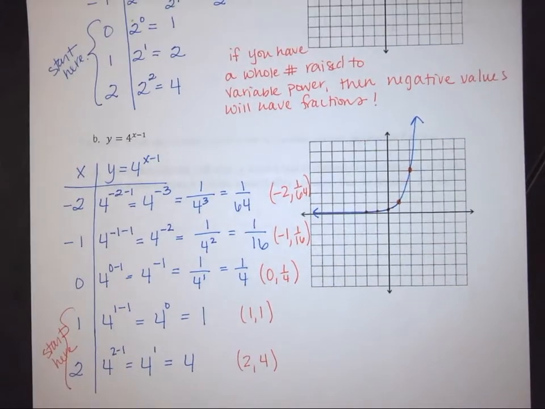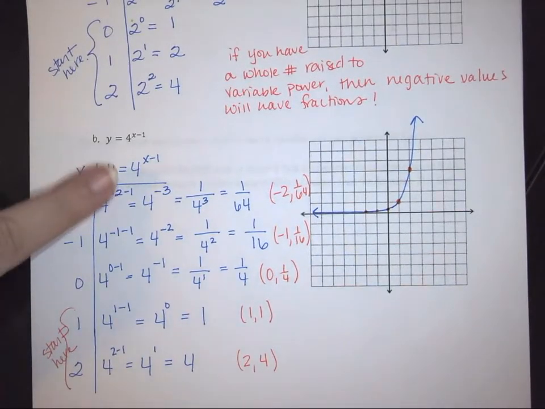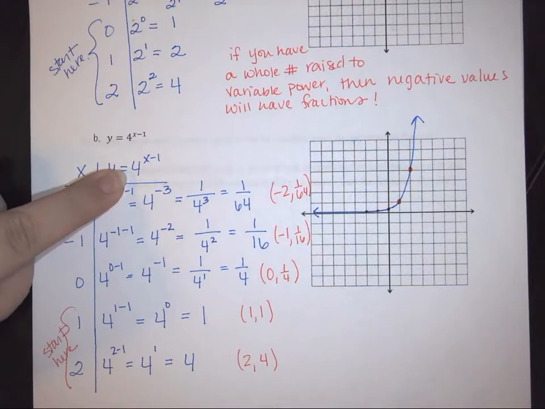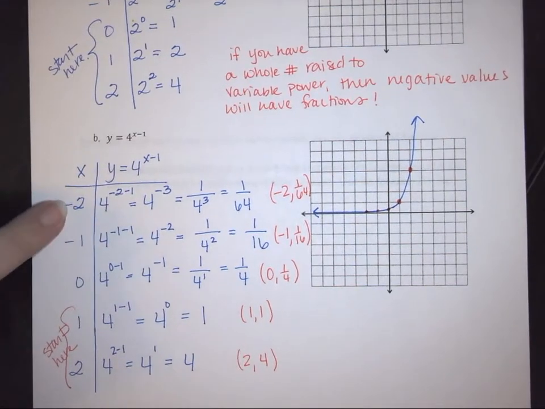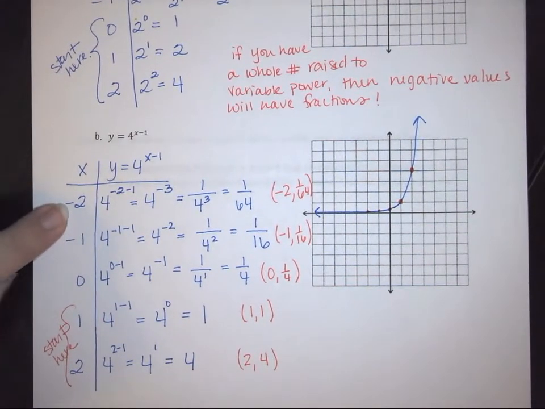So again, notice my large term was a whole number, which meant my negatives here were the fractions.